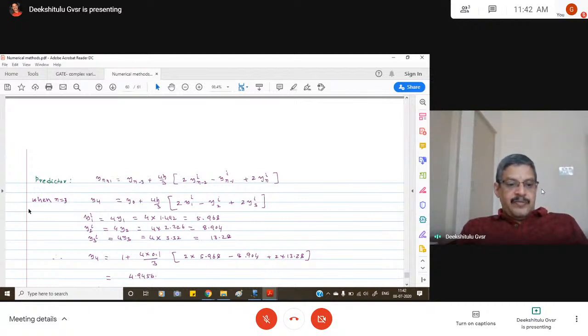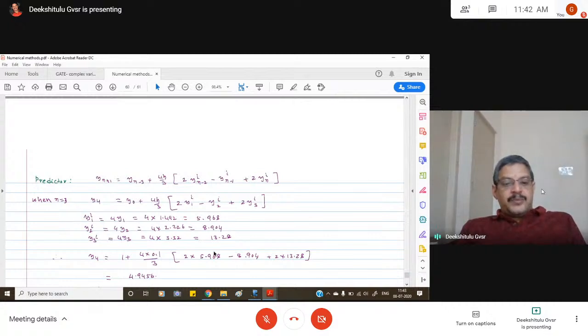3. So if you put n = 3, you get y4 = y(n-3) = y0 + 4h/3 (2y1' - y2' + 2y3'). So y1' is the function value, 4 into y1. y2' is the function value at y2, 8.904, and y3' is the function value at y3, that is 4 into 3.22, which comes out to be 13.28.